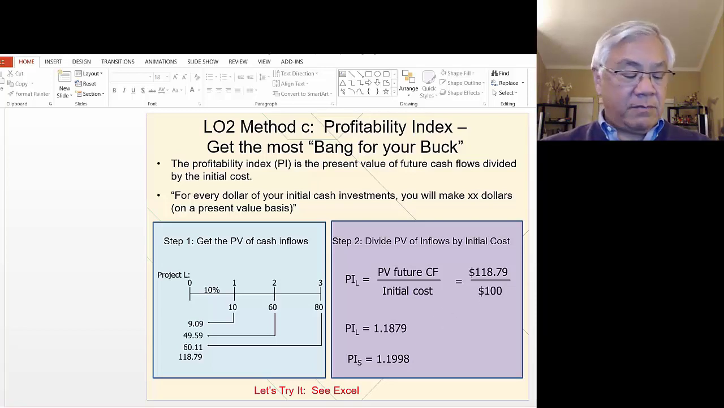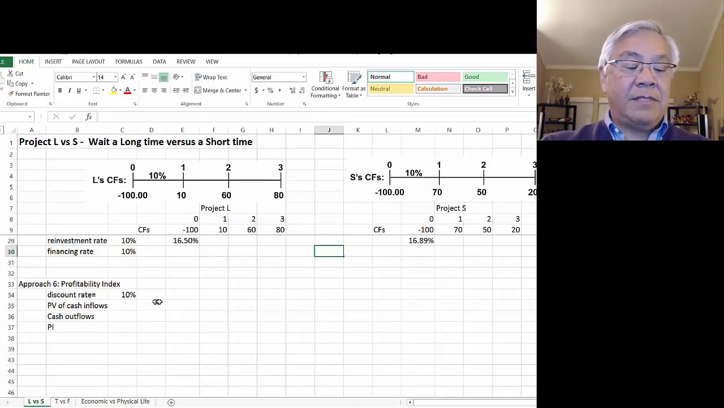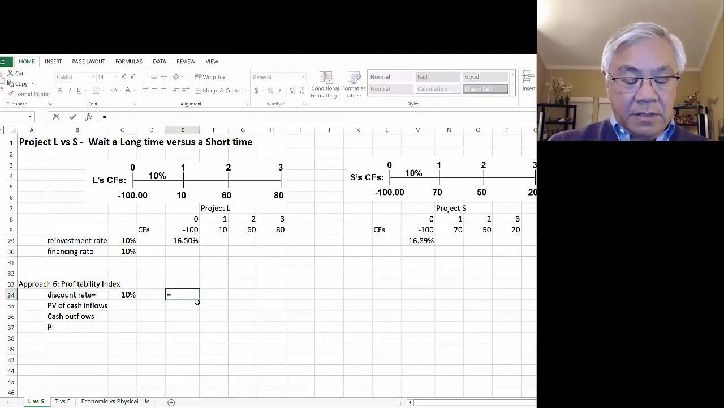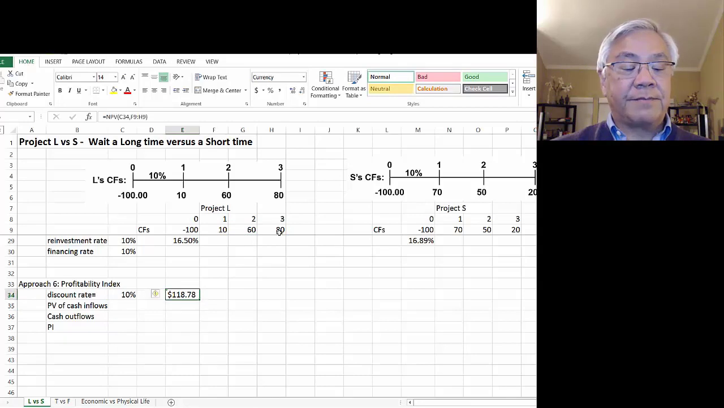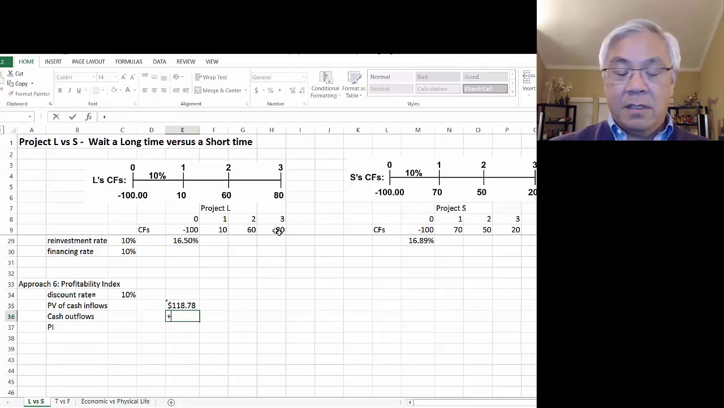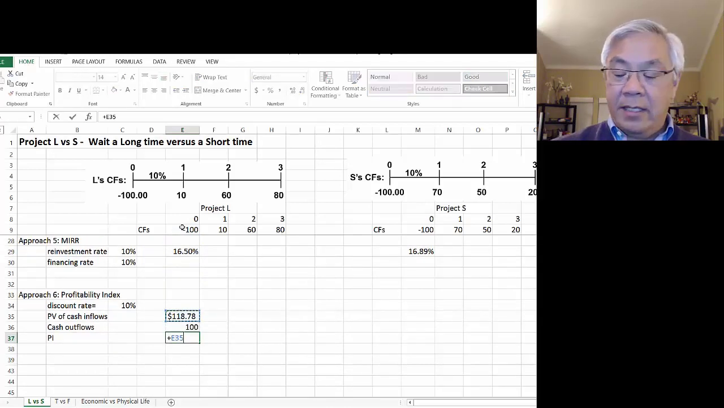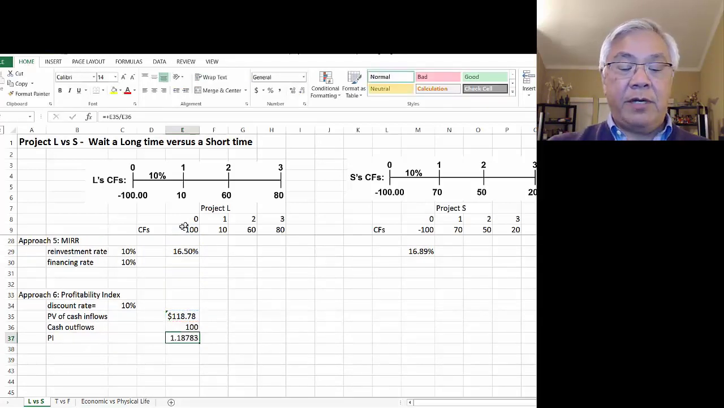So let's go to Excel and just prove how to do this. And we say the discount rate, what's the PV of the inflows? So here, equals NPV. We can do this because we conveniently have all positive cash flows after T0. So the rate is 10%, comma, and these items here. So that's the present value of cash flows. And then the cash outflow is $100. Therefore, the profitability index is 118.79 divided by that, 1.1879, and we got the same number that we just saw.